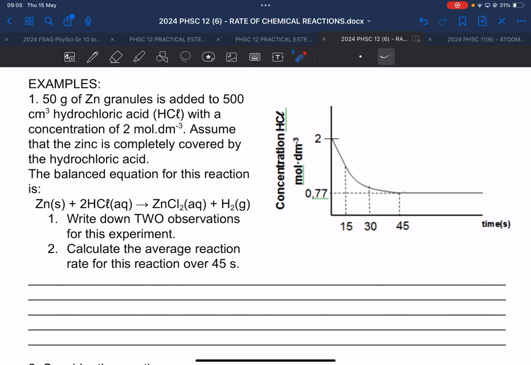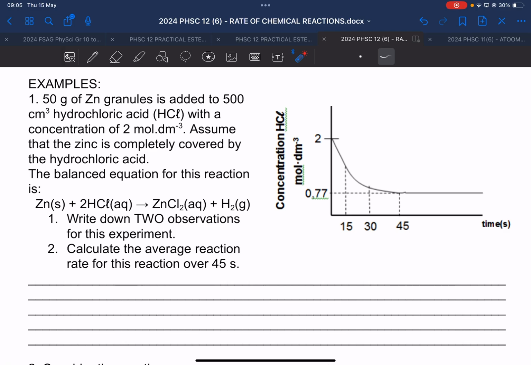This is a question that asks you in a test. Which one is the limiting reagent? Obviously zinc, because there's hydrochloric acid left over. At what time interval did the reaction stop? 45 seconds. Then my last question: when was the rate of the reaction the fastest? Is it between 0 and 15 seconds, 15 and 30 seconds, 30 and 45 seconds?